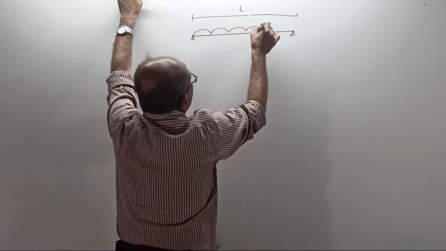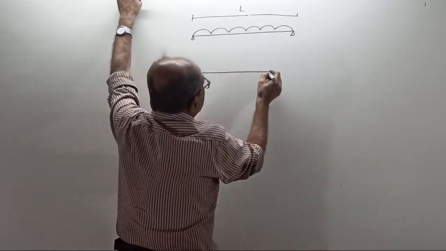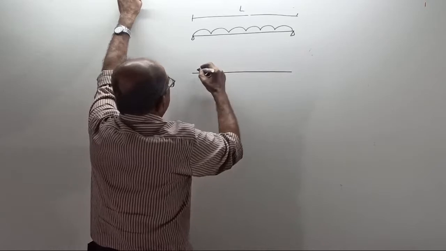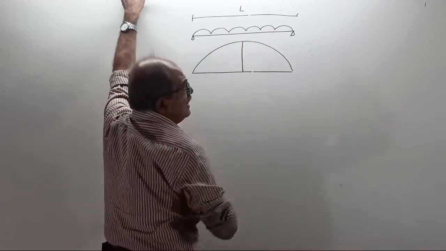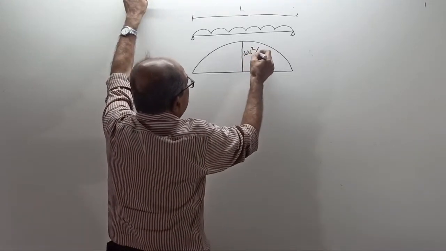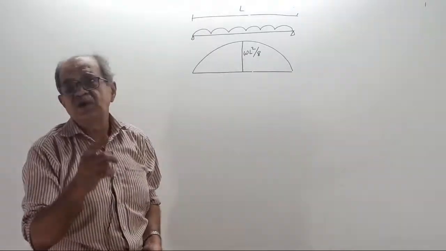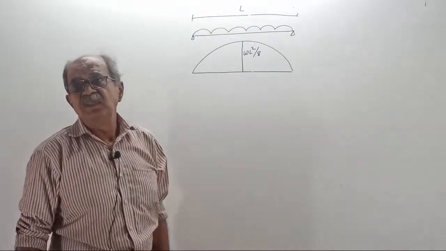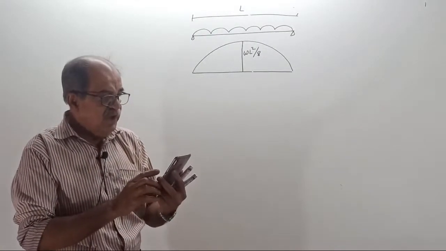Apply only UDL. Then the beam will heavily sag. This is the bending moment diagram. You will have maximum bending moment here. This bending moment equals W L square by 8. Huge BM will come. Correct or not? Very huge BM will come. Clear? You will have a very huge BM.